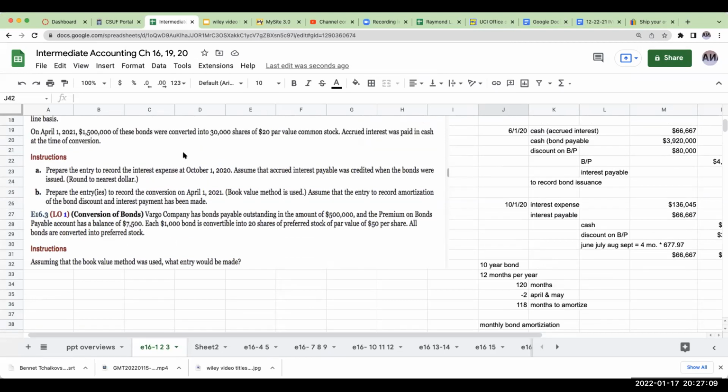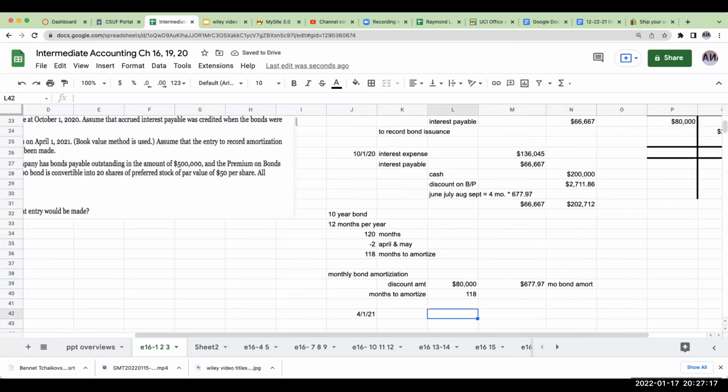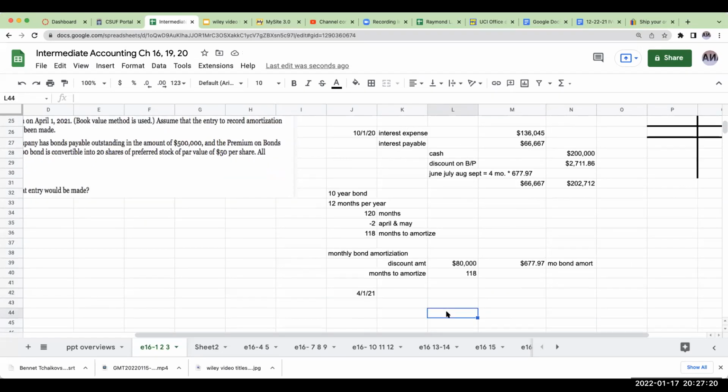Here it's doing it on April 1st, so it's making it relatively easy for us. So we're going to go ahead and here for 1/21. Well, what happens when I pay bond interest on 4/1/21? Well, I always know that I'm going to have cash going out the door of 200,000, right? That's always going to be the same number. My interest expense, we don't know that number, but we do know what our discount on bonds payable is going to be, because this is going to be $677.97. We're paying it semi-annually, or it's going to be 6 months.